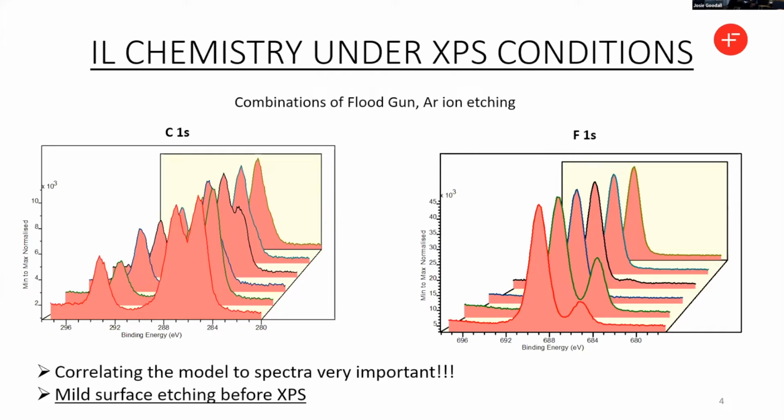I found that the best condition to look into the spectra of ionic liquid is to first etch the surface with, I would say, 100 to 200 eV soft surface etching, and then do the XPS analysis. So you remove all the adsorbed gases and the water molecules on the surface, and then you get the proper spectra of the ionic liquid. So this was a very important thing that I would suggest.